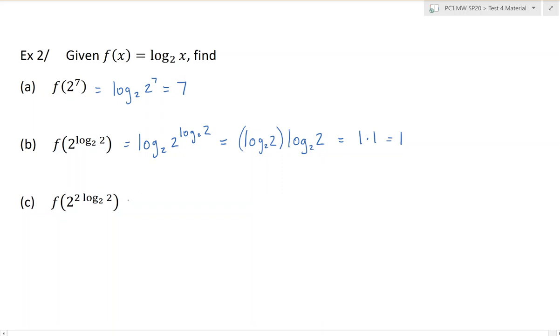This last one, part C, I have the log base 2 of 2 to the 2 log base 2 of 2. And again, we can use our power rule to make that exponent of 2 log base 2 of 2 come out in front and be the coefficient of log base 2 of 2. Log base 2 of 2 is 1, times 2 is 2, and we're multiplying that by log base 2 of 2, which is 1, so I get 2.